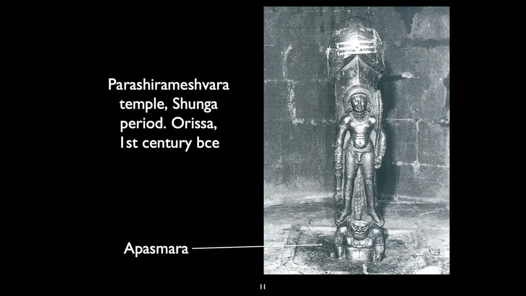This is one of our earliest representations of Shiva. We see this figure of Shiva, clearly male, standing before a giant erect penis. And below him is this creature, Apasmara, whom he has subjugated. This is the Parameshvara temple in the Shunga period, from Orissa in the 1st century BCE. This is the oldest representation we have of Shiva that has survived down to the present day. And we can see very clearly that his masculine character is delineated in this statue.